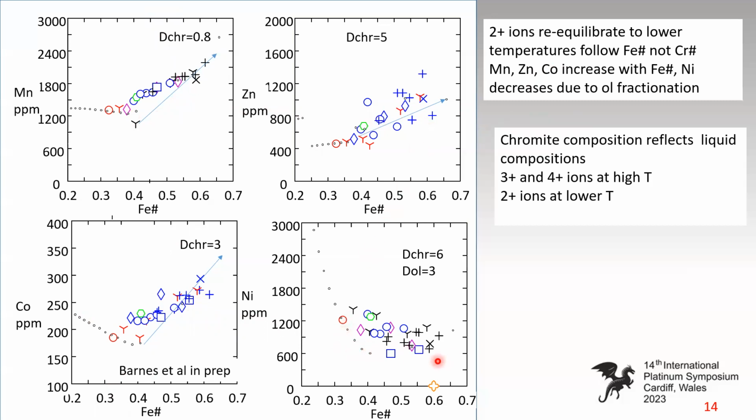Interestingly, nickel does not, and that, of course, is because nickel goes into olivine, and it's the bulk D that matters. So if you've got 98% olivine, 2% chromite coming out, and olivine has a D of 3 to 5, then the nickel's going to go down a bit. So in general, what we see is the +3, +4 ions give us what's happening at high temperature, +2, what's happening at slightly lower temperature. But they still tell you about the melt.